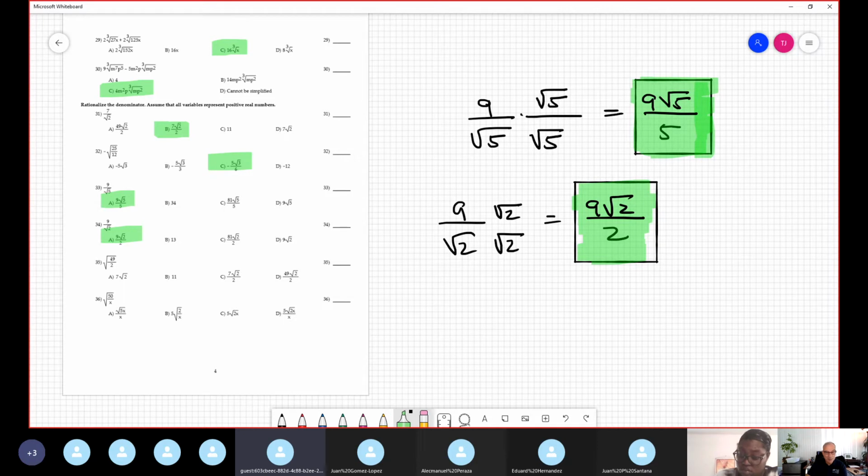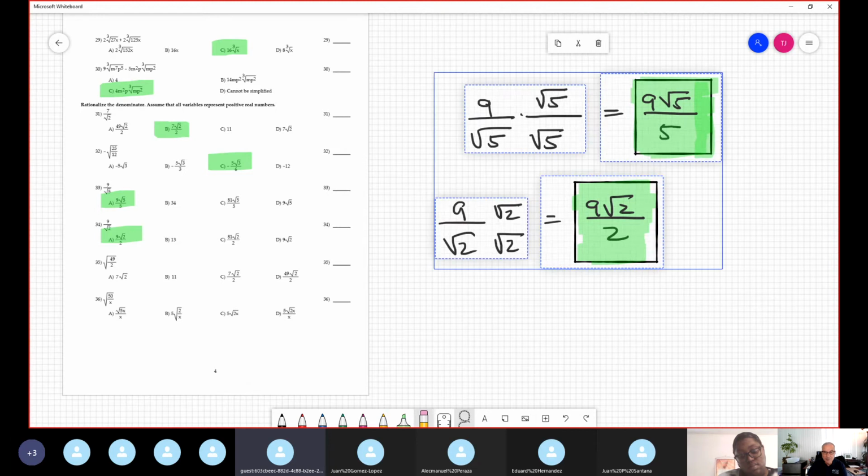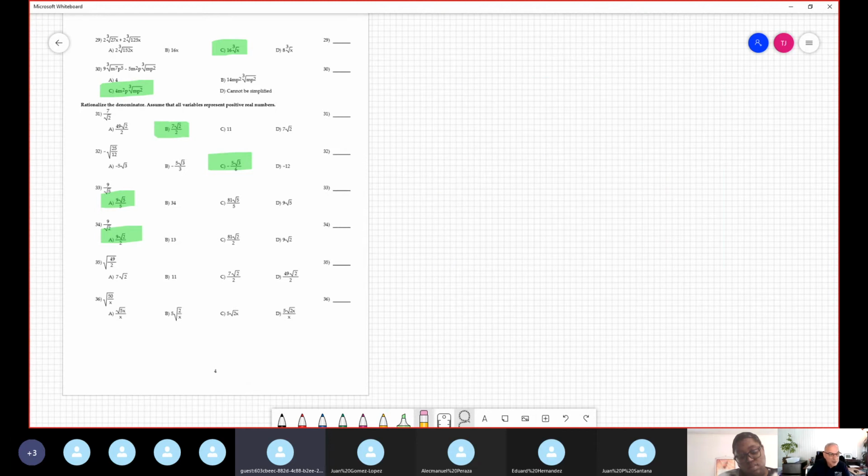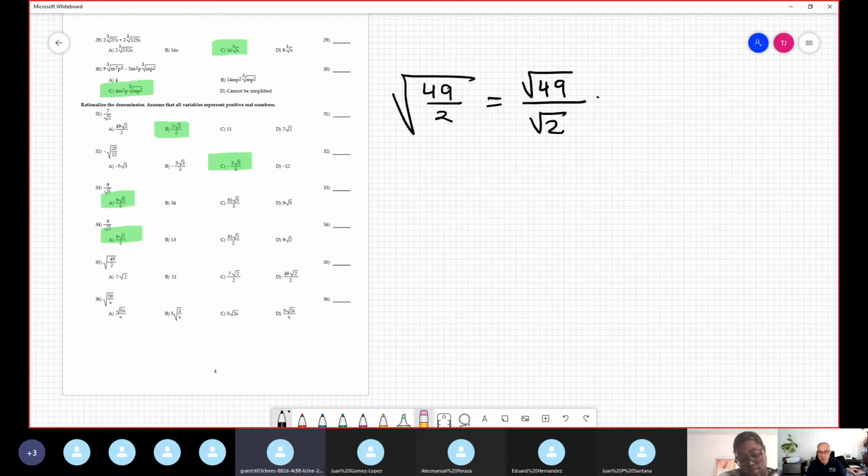This is a little bit more complicated. The reason it's a little bit more complicated is because we have two numbers inside the radical, not only one. Okay, it's square root 49 over 2. It's a big mistake to try to do the division first. No, you separate. Square root 49, square root 2. Square root 49 is 7.